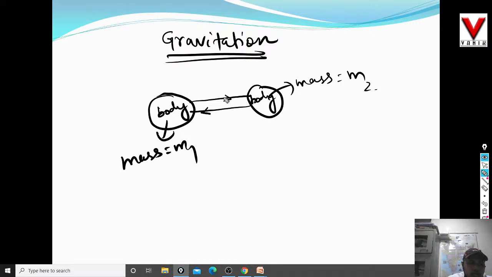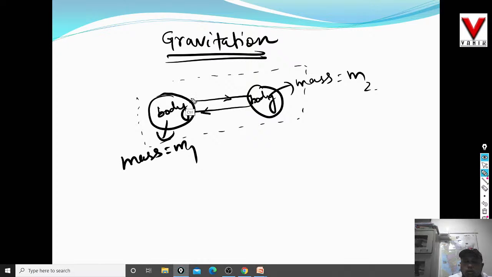Well, Lakshmi Rani, I'll get back to you. Okay, let me complete this concept. So this is a body of mass m1. I'm having a body of mass m2. So m1 is attracting the body of mass m2, and m2 is also attracting the body of mass m1. That means you take any two bodies in the entire universe, you will always see that these two bodies are attracting each other.